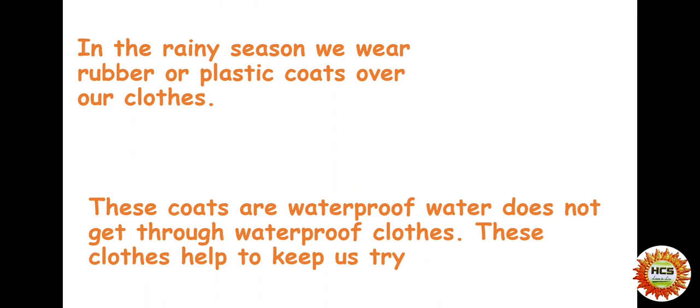Okay, what about the rainy season? In the rainy season, we wear rubber or plastic coats over our clothes because they protect us from water. These coats are waterproof, and water does not get through waterproof clothes. These clothes help to keep us dry.